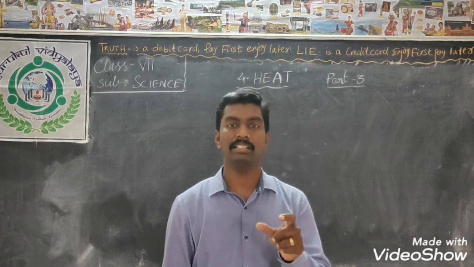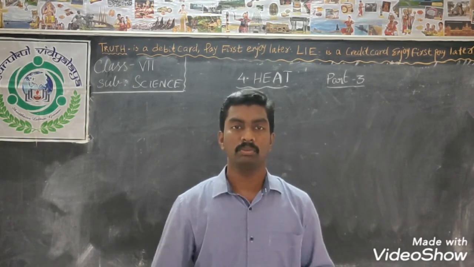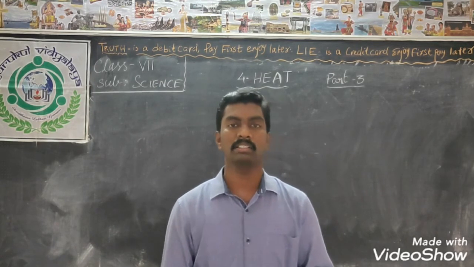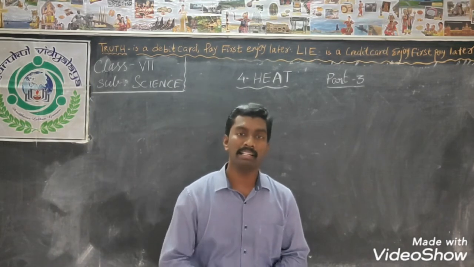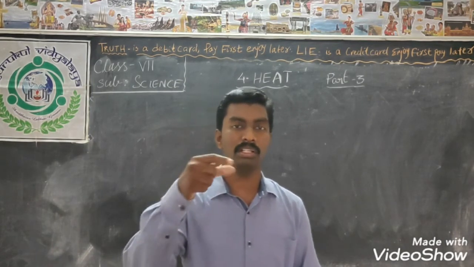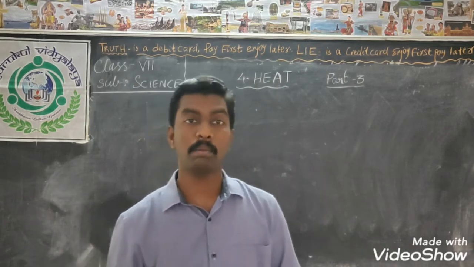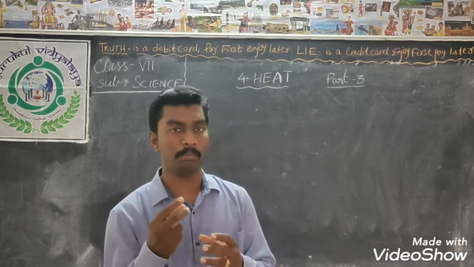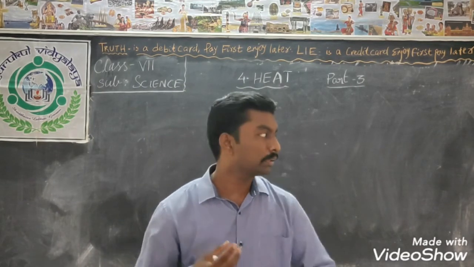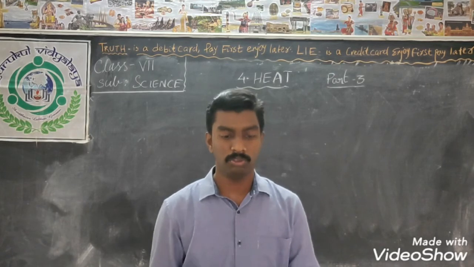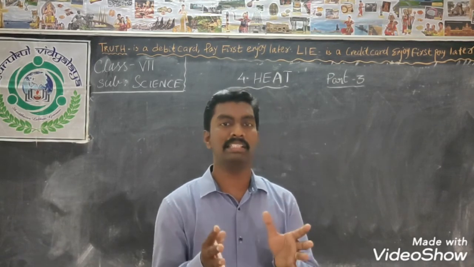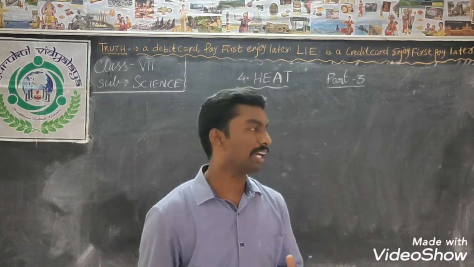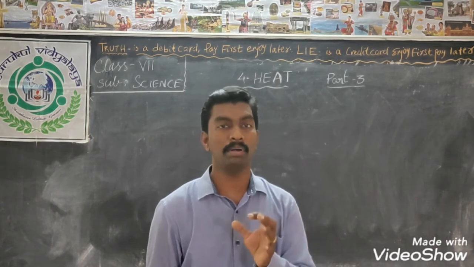Next, we fill the round bottom flask with some water, and potassium permanganate crystals are added into the flask. Potassium permanganate is a salt with violet or pink colored crystals. After placing them like that, we heat the round bottom flask using the burner.